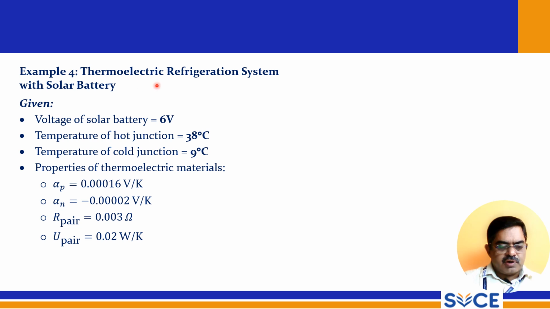So example 4, thermoelectric refrigeration system with a solar battery. Given data: voltage of solar battery equal to 6 volts, temperature of hot junction equal to 38 degrees Celsius, temperature of cold junction equal to 9 degrees Celsius. Properties of thermoelectric materials are given here: alpha P equal to 0.00016 volt per Kelvin, alpha N equal to minus 0.000002 volt per Kelvin, R pair equal to 0.003 ohms, and U pair equal to 0.02 watt per Kelvin.